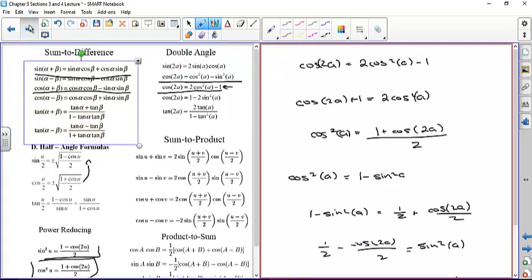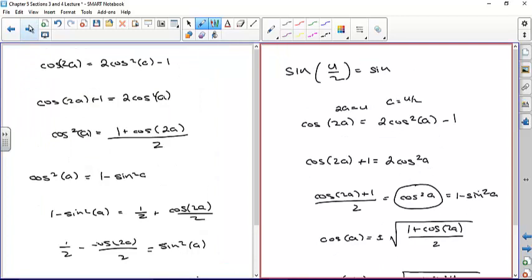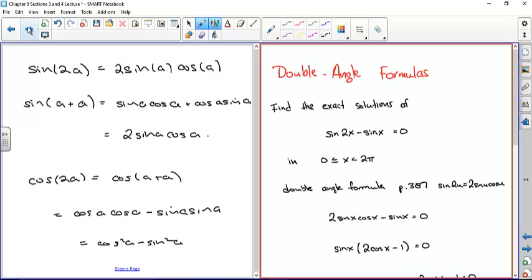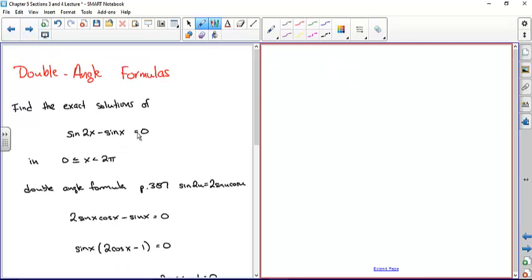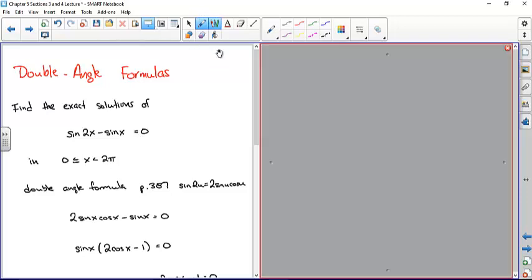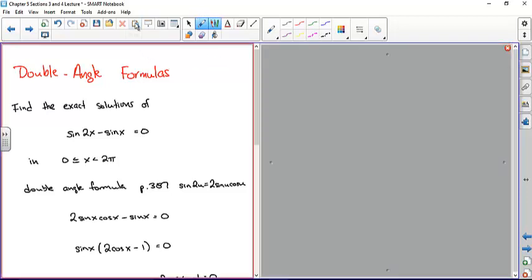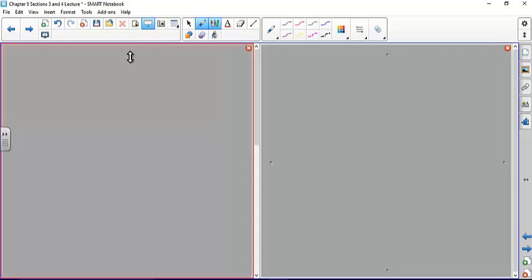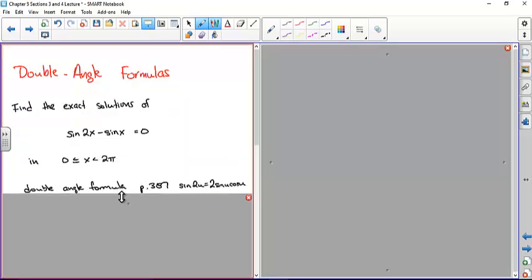Okay, so how do we use these things? Well, we can't do the calculus stuff because we don't know calculus yet, but there are some examples that we can use. So, for example, if I'm given this equation, find the exact solutions of sine of 2x minus sine x equals 0 with the solution between 0 and 2 pi. What you would do is, let me just cover this up so I can explain it without just regurgitating what I've already written down.